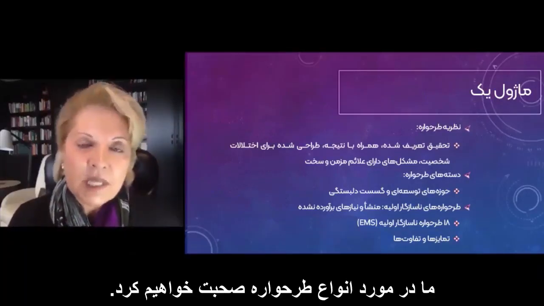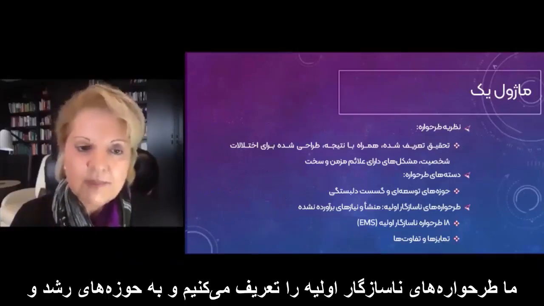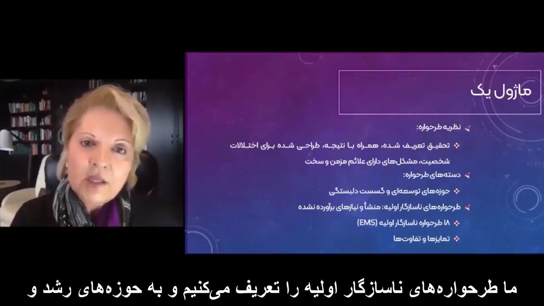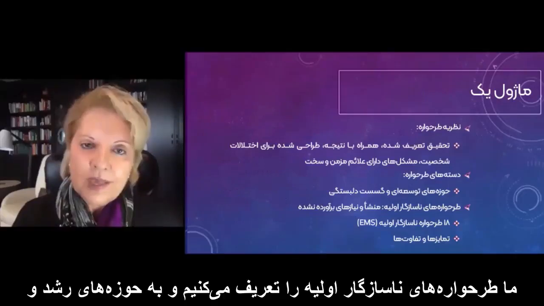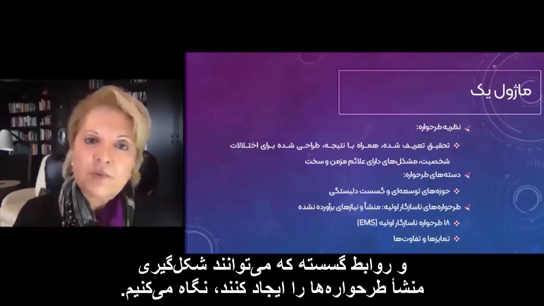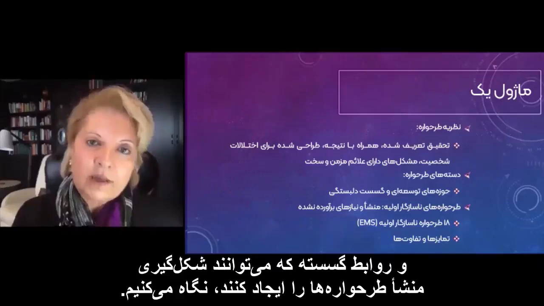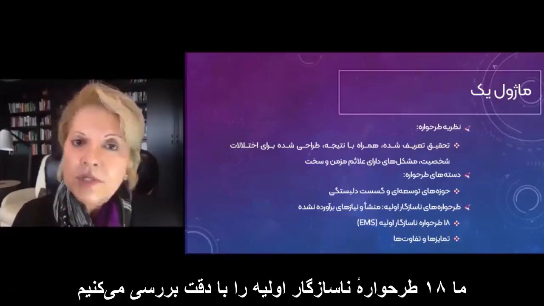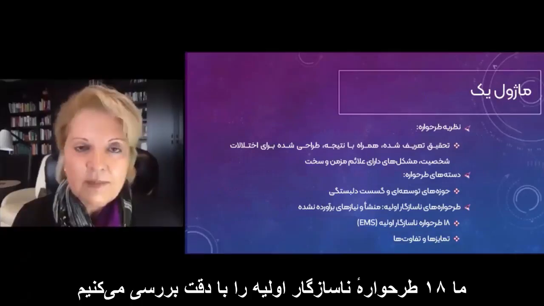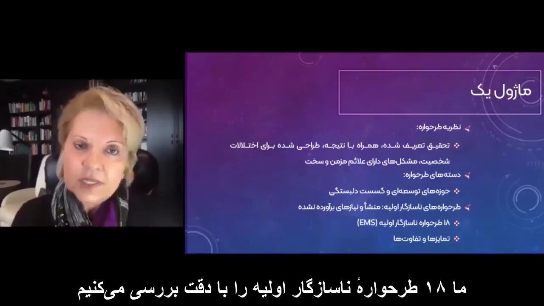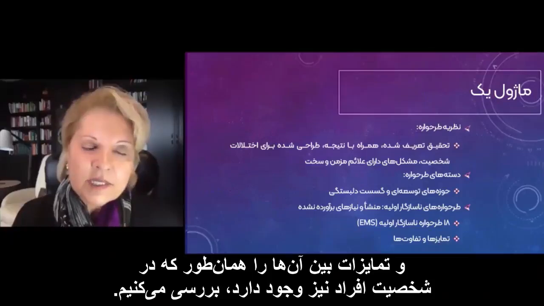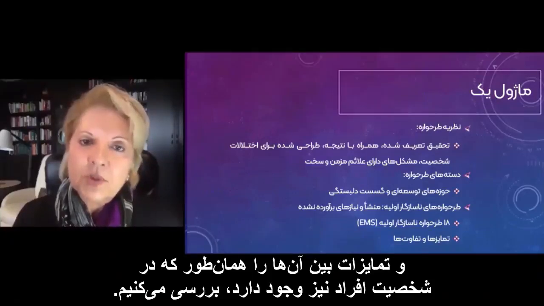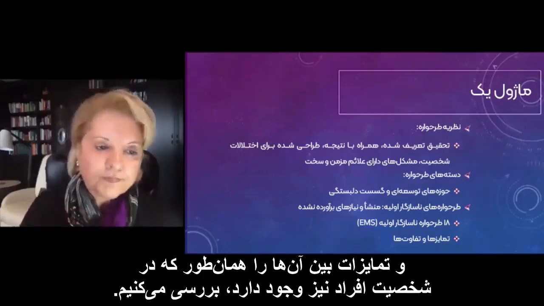We're going to talk about schema clusters. We'll define schemas, early maladaptive schemas, and look at the developmental domains and attachment ruptures that occur, which can create the formation, the origination of schemas. We're going to go through the 18 early maladaptive schemas very closely and look at distinctions and differentiation between them as they occur in personality.